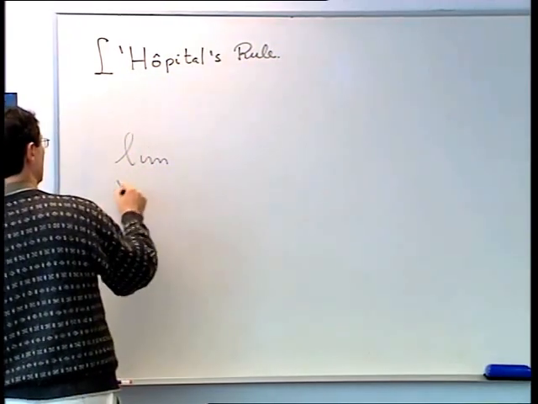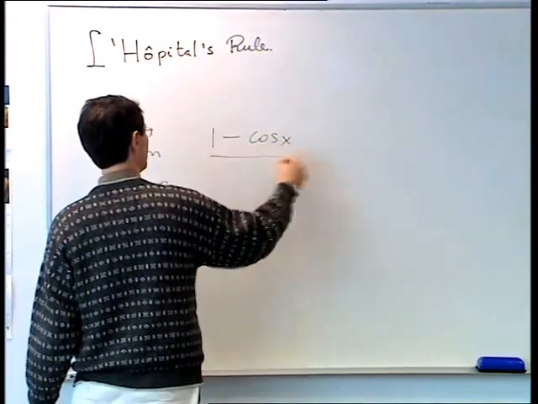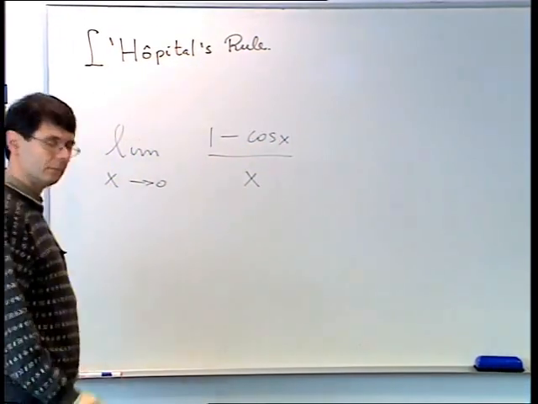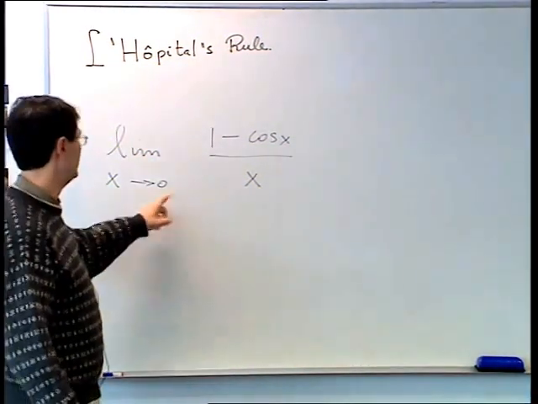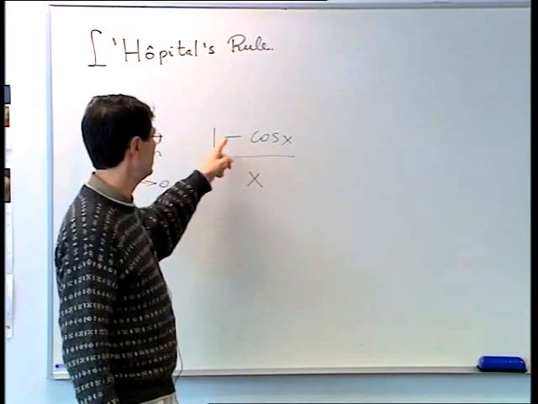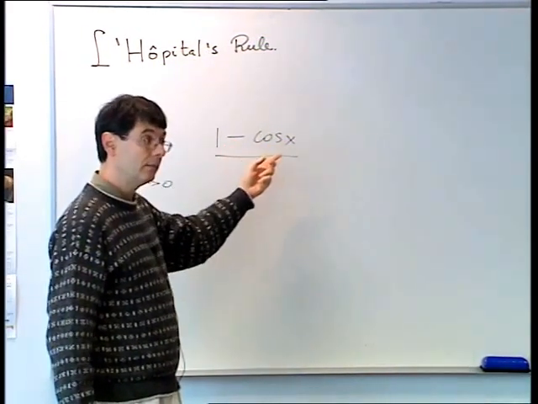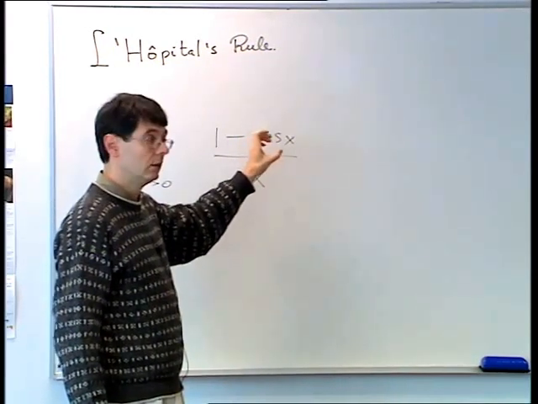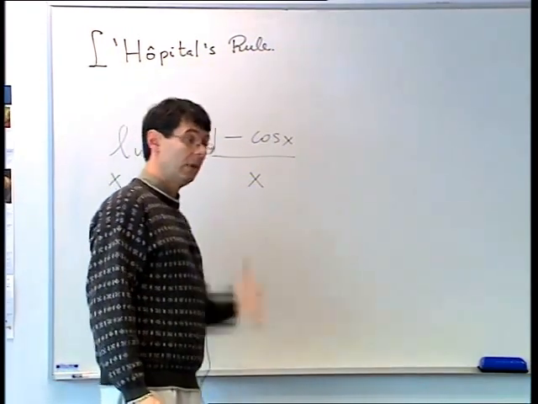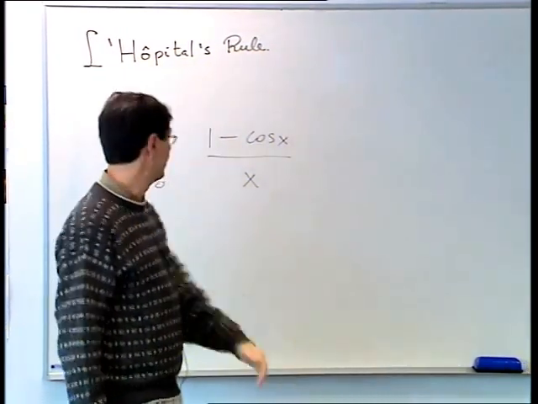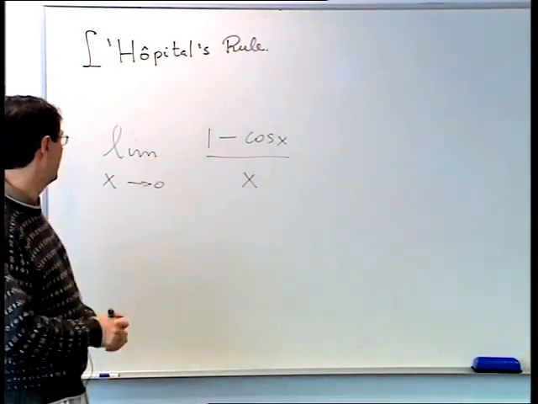Limit when x goes to 0, 1 minus cosine of x divided by x. So let's see. If x is going to 0, the numerator is going to 1 minus cos 0. It's 1 minus 1, because cos 0 is 1. So it's 0 divided by 0. Try to apply L'Hopital. If you don't have L'Hopital, you're going to have to do this in another way.